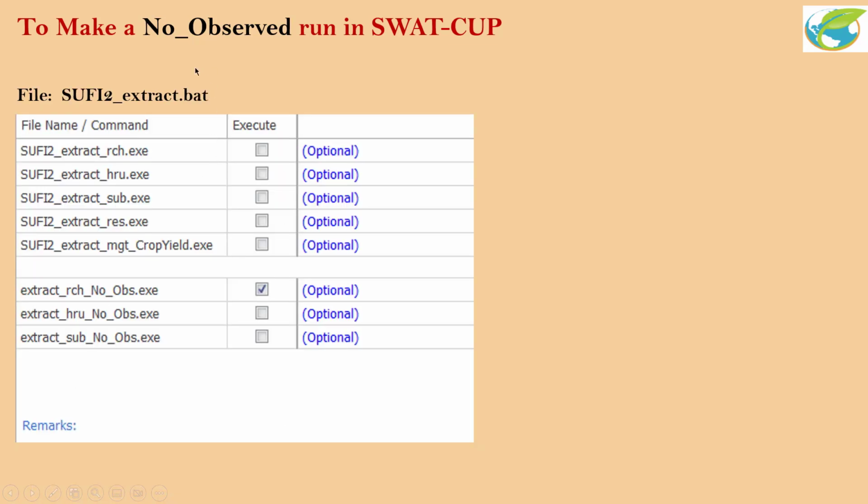The next file you have to fill to make a no observed run with SWATCUP is the SUFI2 extract batch file. This extract batch file is what you are trying to extract from SWAT files. And here you only need the extract reach no observed file. So you only execute this one file.